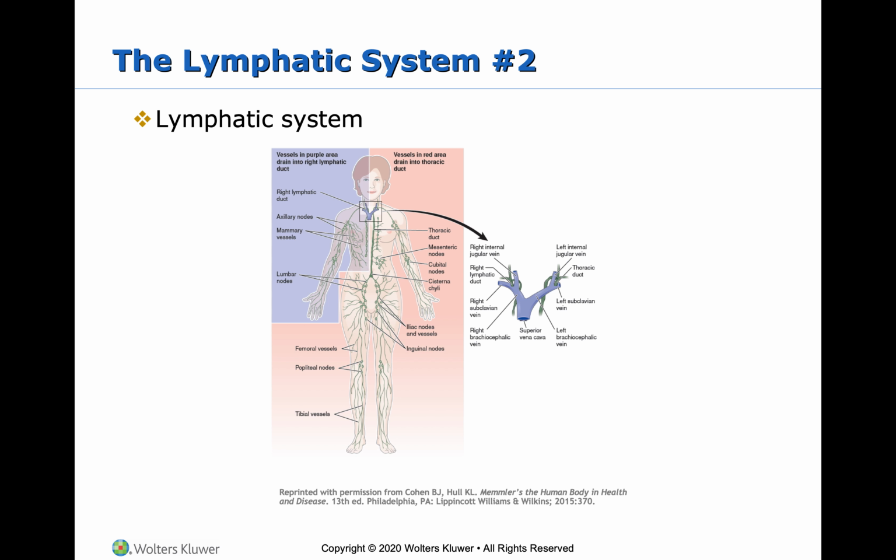Let's go on. Okay, so here you can see where it links up to your right lymphatic duct and your thoracic duct. They link into your subclavian and your jugular veins, okay? And then back into your circulatory system.